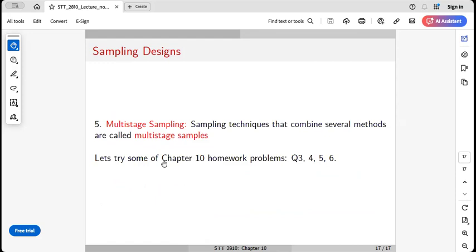And then also multi-stage sampling. This one combines several of the sampling techniques. Now, let's try to answer some homework problems.